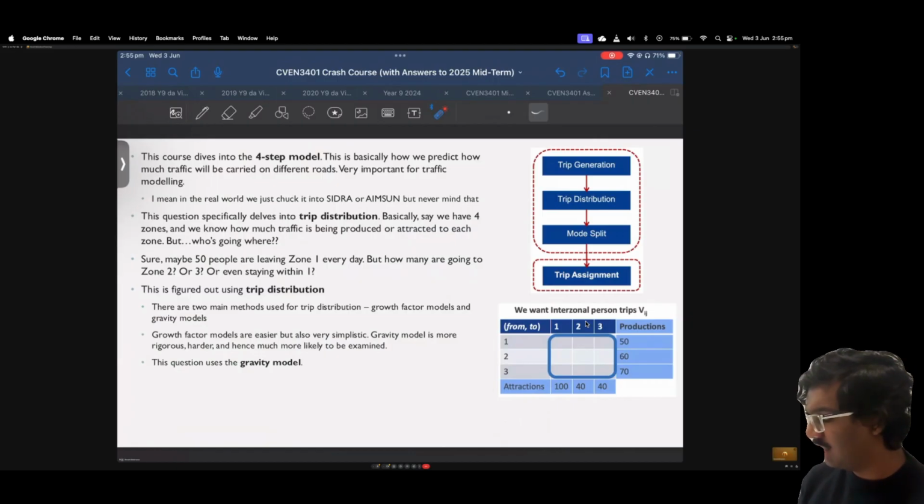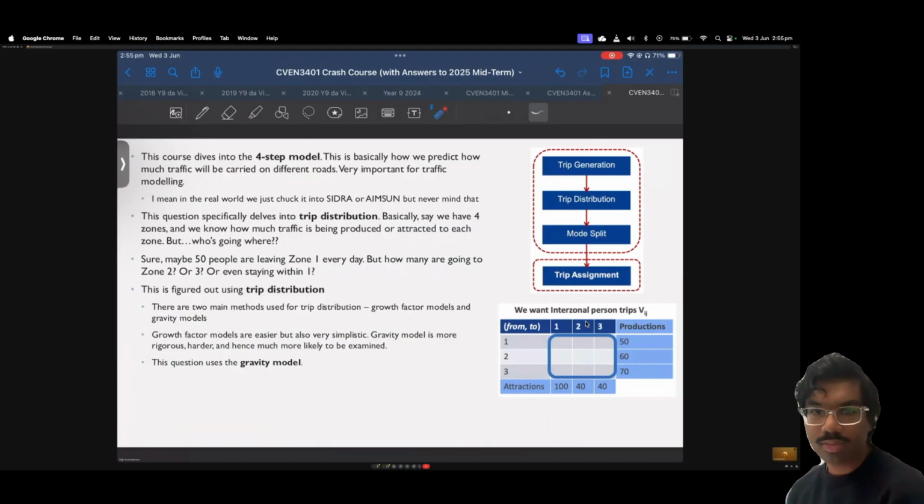So we have 4 zones, and we know traffic is being produced or attracted to each zone, but we don't know who's going where, which I already told you. So maybe 50 people are leaving zone 1 every day, but are they going to zone 2, are they going to zone 3, or are they even staying within zone 1? Okay? Now, there are a few methods for trip distribution.